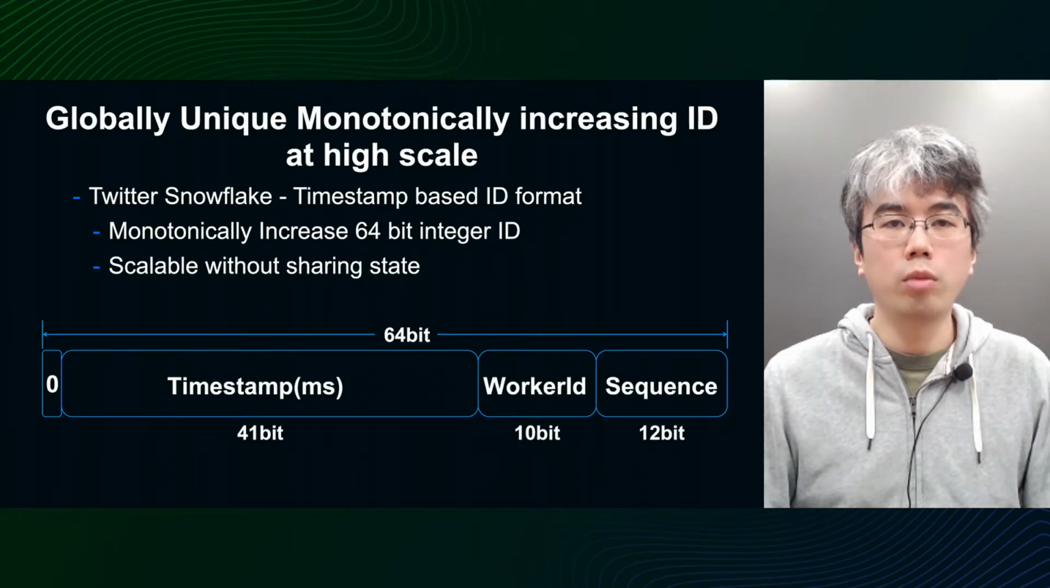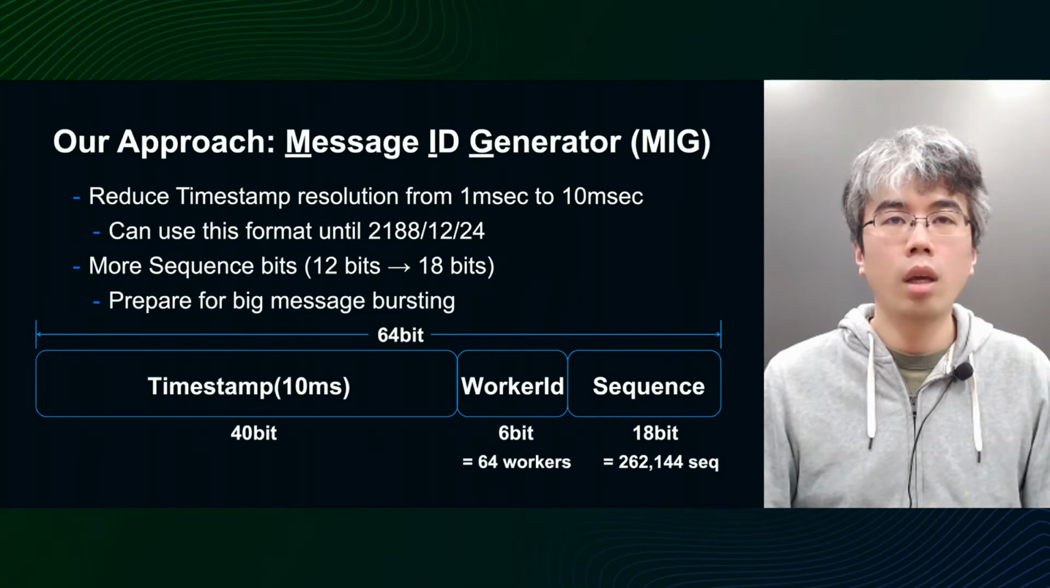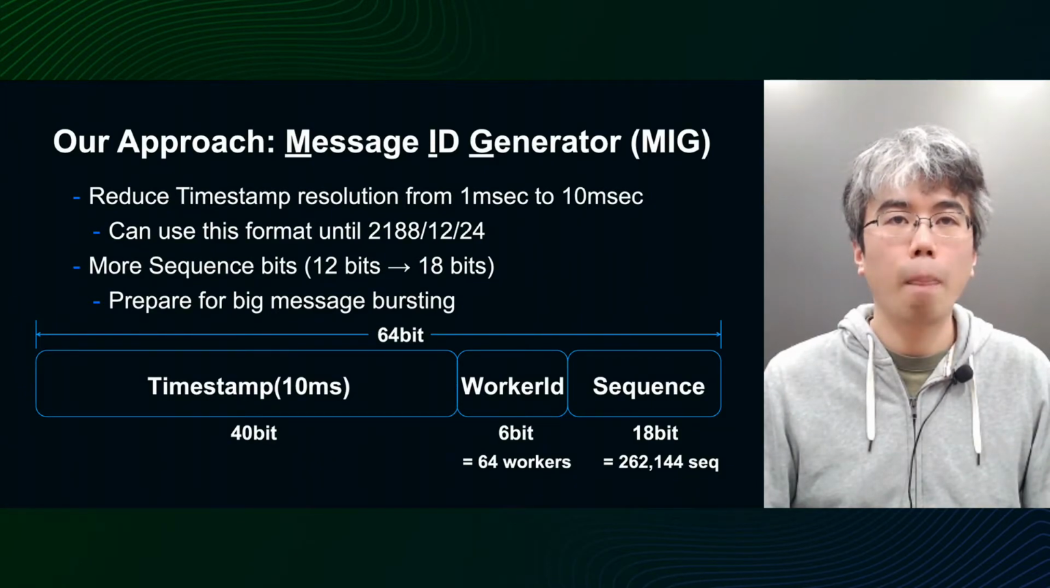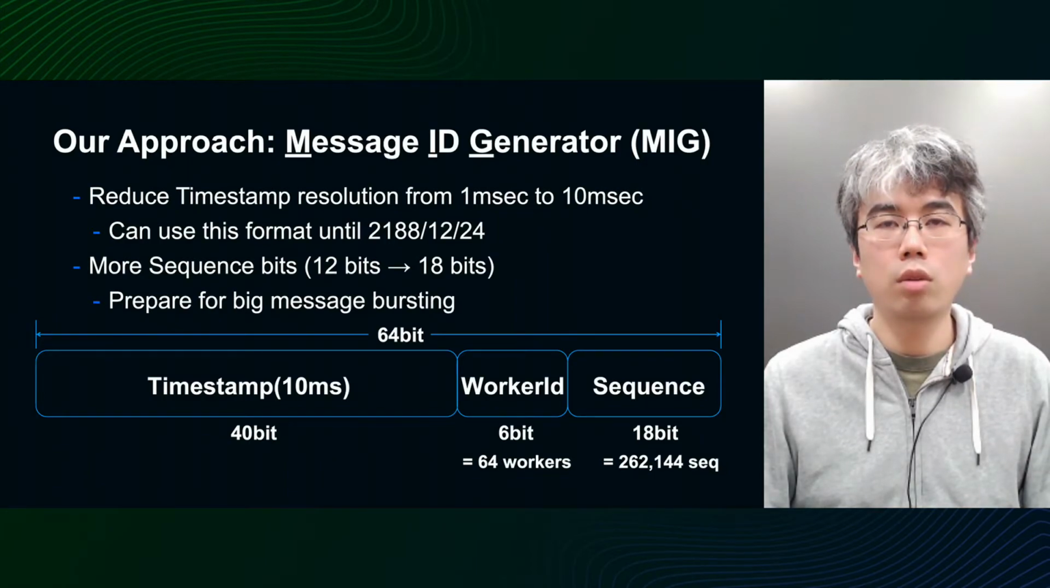We thought about adapting the Snowflake to our system as is, but we decided to use it with a slightly different format. We decided to name this ID and ID generator as MIG. So there are 2 differences between the MIG ID format and the Snowflake one. Well, the first is that we changed the resolution of timestamp from 1 millisecond to 10 milliseconds. This means that the timestamp would only change every 10 milliseconds.